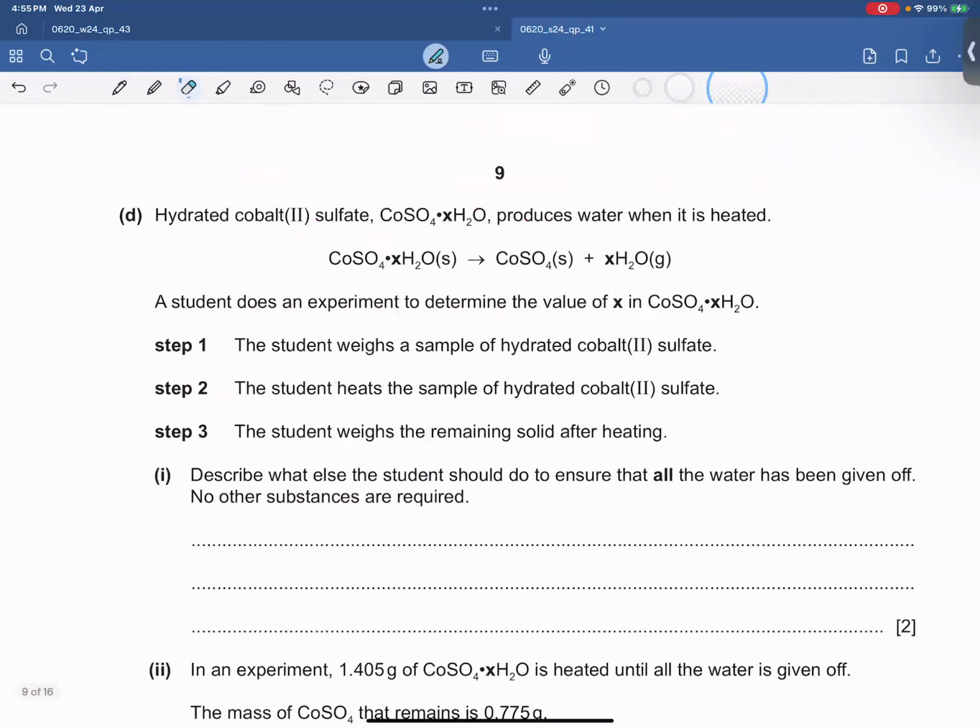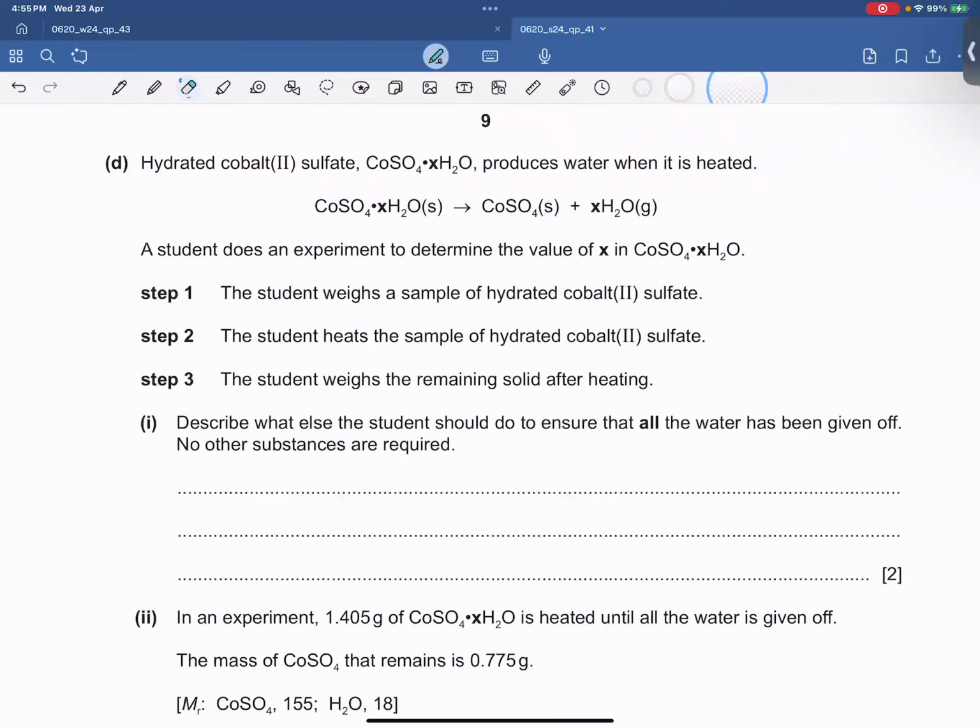Part D, my goodness, that's a lengthy question, everyone. Hydrated cobalt sulfate produces water when it is heated. A student does an experiment to determine the value of X in this hydrated salt. This is a hydrated salt, guys. The student weighs a sample of hydrated cobalt sulfate. The student heats the sample of hydrated cobalt sulfate. The student weighs the remaining solid after heating.